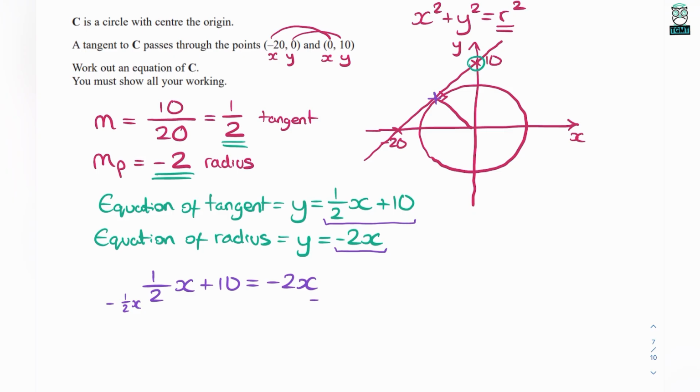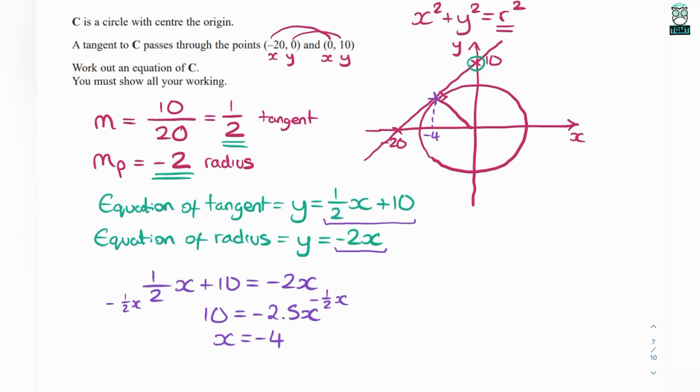Minus a half x, and that would leave us with 10 is equal to negative, and let's write it out as 0.5, so negative 2.5x. I now want to divide both sides by negative 2.5. 2.5 fits into 10 4 times, but it's negative 2.5, so x is going to equal negative 4. And that makes sense, because if we have a look back at our diagram, it would make sense that that would drop down on a negative number, so x is negative 4.